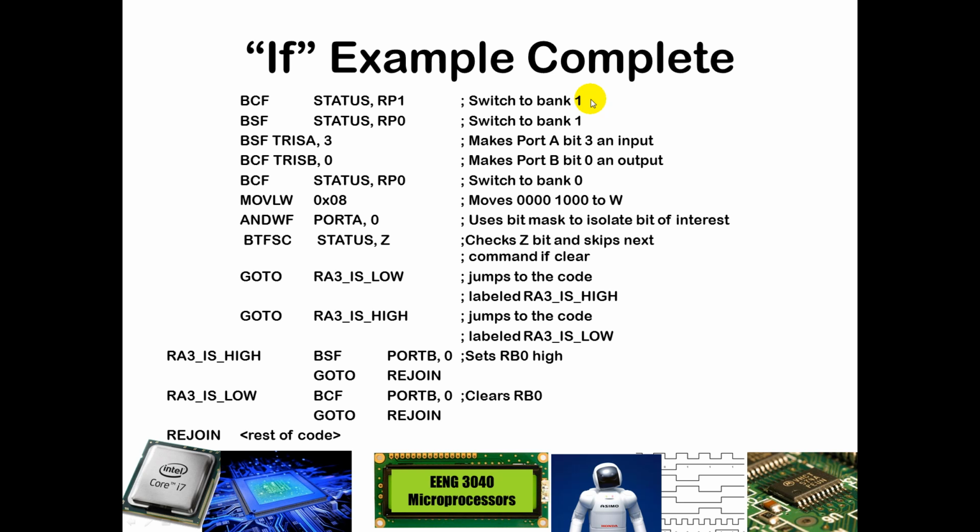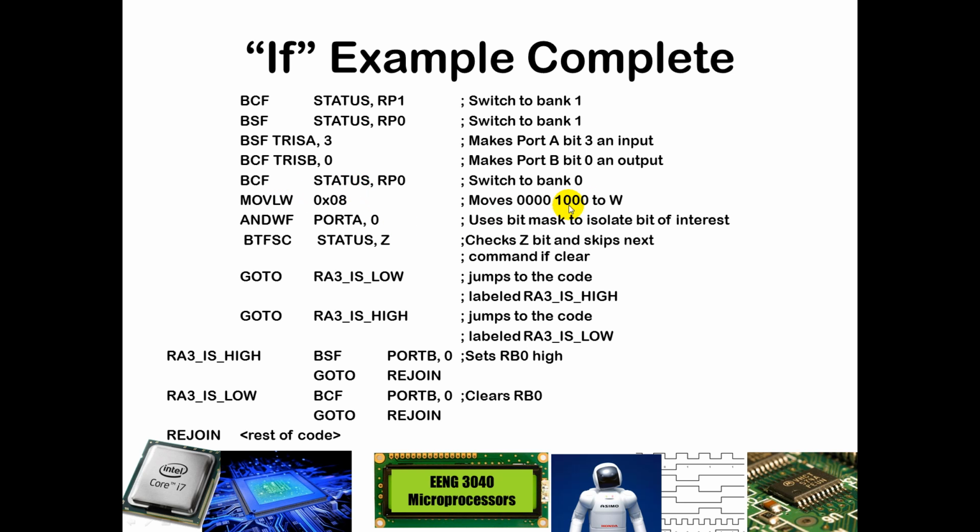We first of all have to configure our ports as inputs and outputs, and in order to do that we had to be in bank 1. So these first two lines put us into bank 1. Then we come on down here and we're accessing TRIS A in order to make port A bit 3 an input. We're accessing TRIS B in order to make port B bit 0 an output. Then we're going on down here and we're switching back to bank 0. So for simplicity, I've just put in the bit clear for RP0, and I'm trusting that RP1 just stayed at the 0 that it already was up above, because I don't need that there.